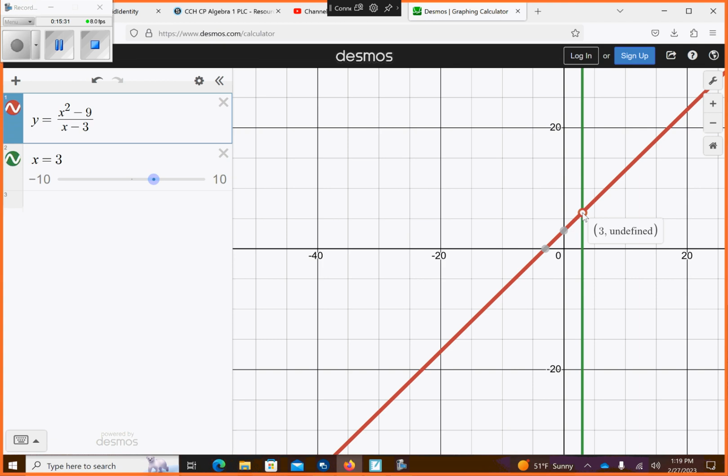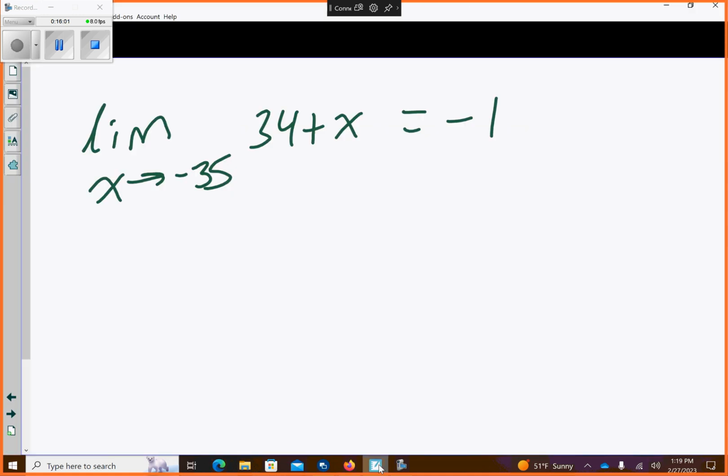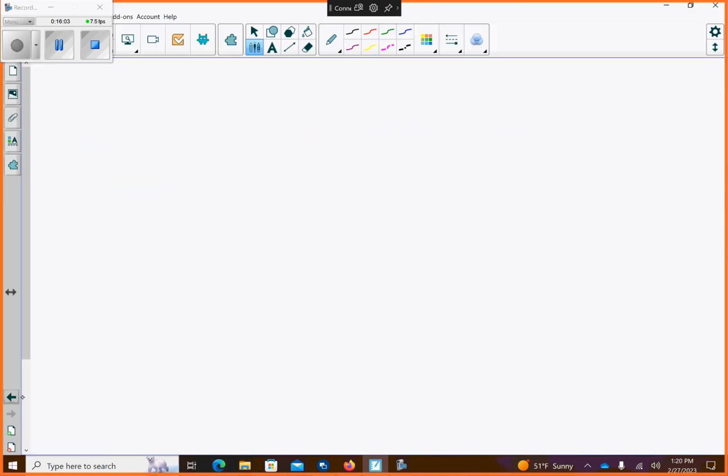What do you see right there? It's a hole. So what value is that? If I wanted to actually find that value, it appears to be 6. But why is it 6? We're going to keep 6 on the back burner, but let's define why this works this way.